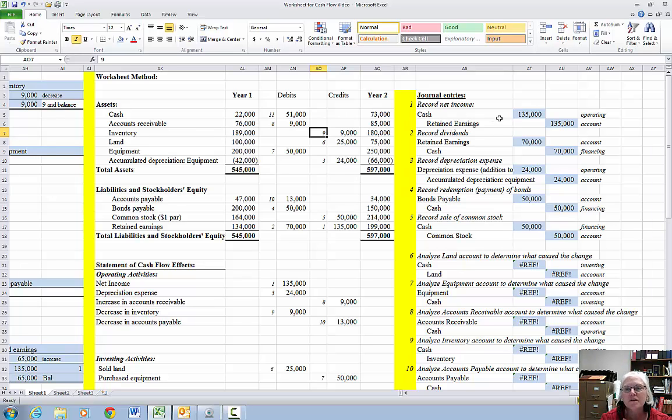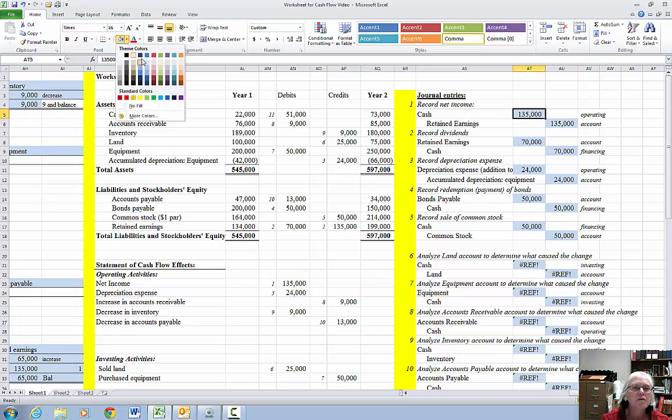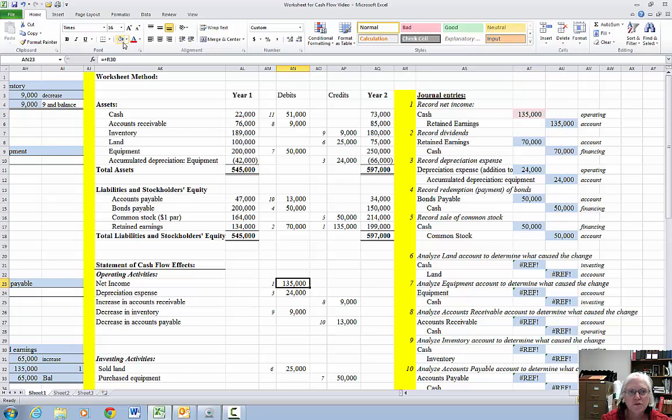All right, so I'm going to debit cash for 135 in the operating section. Let's do a different color here. How about if we make these this pinky color? That way you can see what we've done. And I'm going to credit the account retained earnings for the 135. And I'm going to find it right there.